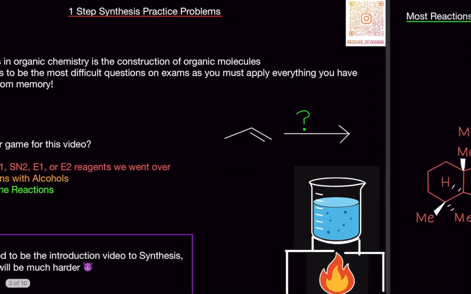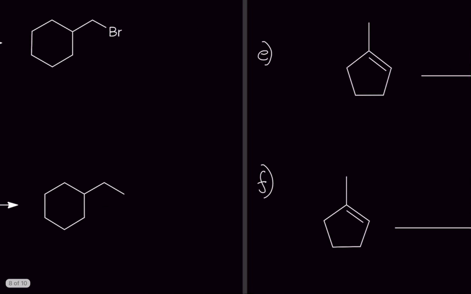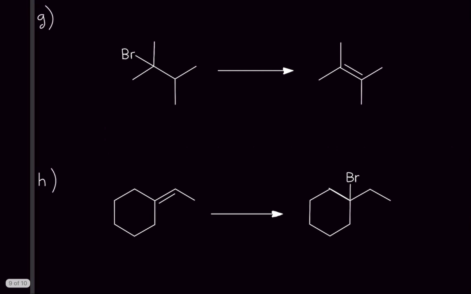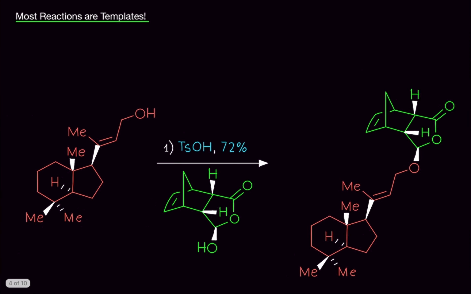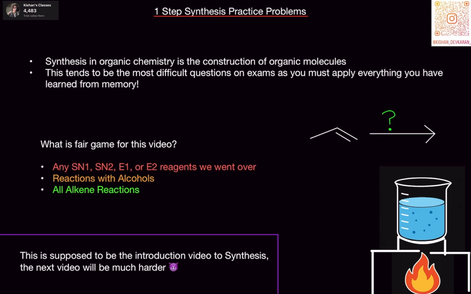So this video is going to be filled with practice problems that we're going to go over. My goal is to prepare you for the multi-step synthesis. Synthesis in organic chemistry is just the construction of organic molecules. Basically, you're going to be given the reactants and the products and tell me the reagents. Now, this tends to be the most difficult questions on exams, as you must apply everything you've learned from memory.